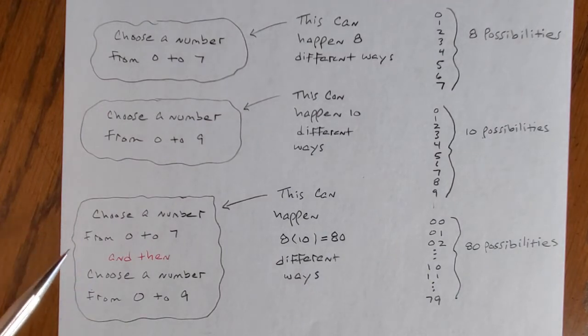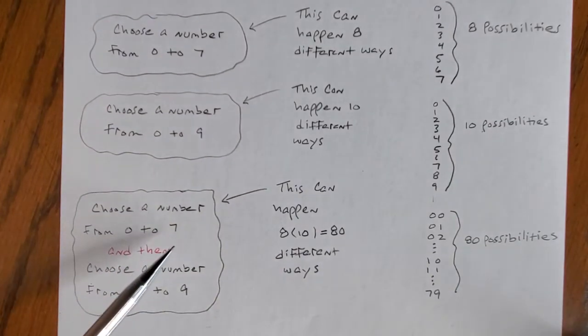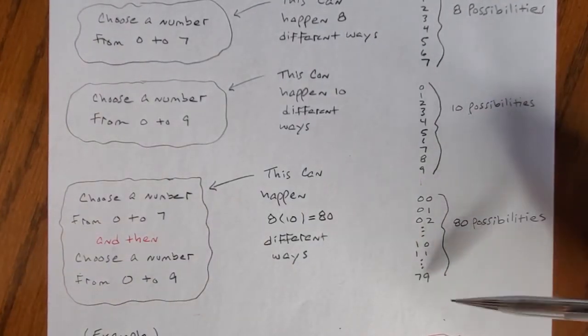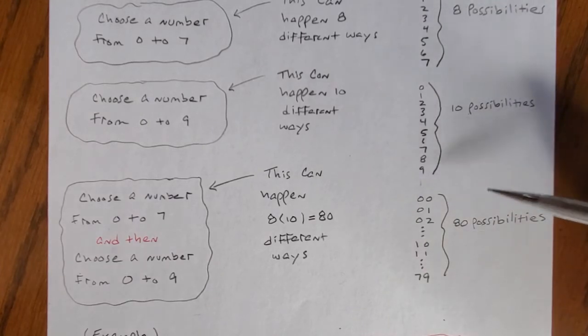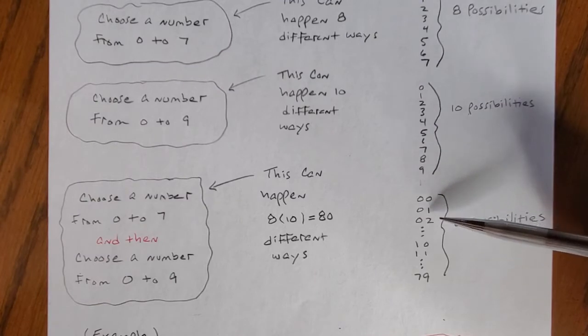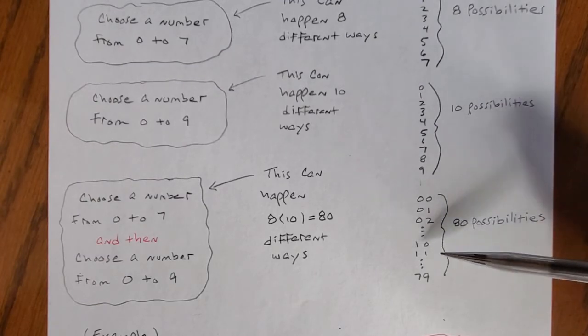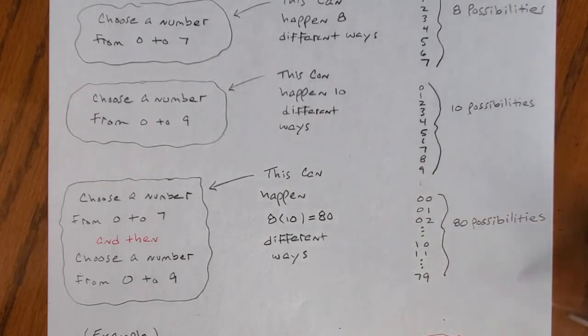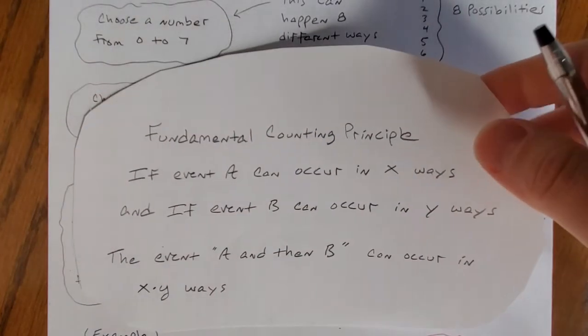Okay, so this is like that. Suppose we choose a number 0 to 7, and then we choose a number 0 to 9. So that'd be like kind of a 2-digit PIN number or something like that. Now, you could choose 0, 0, 0, 1, 0, 2, you could choose 1, 0, 1, 1, you could choose 7, 9. I can't write down all the possibilities. It's inconvenient.